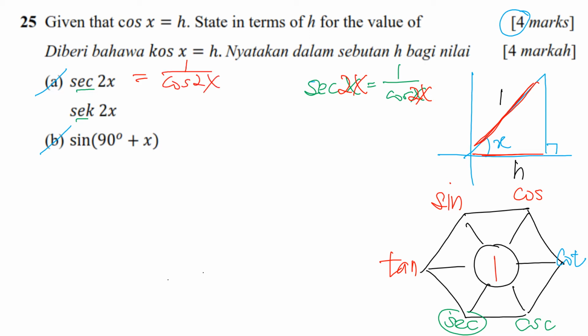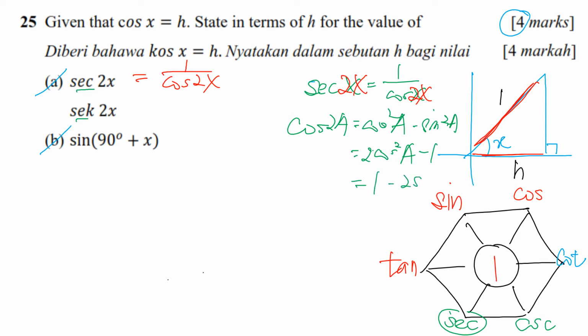What is cos 2x? Then you have to refer to the identity again in the page of formula, you get the formula of cos 2x. You have a few. So you have cos 2x, which is equal to, I copy the formula from the formula page, cos squared A minus sine squared A, and the second is 2 cos squared A minus 1, and the third one is 1 minus 2 sine squared A. So which one do you want to choose?